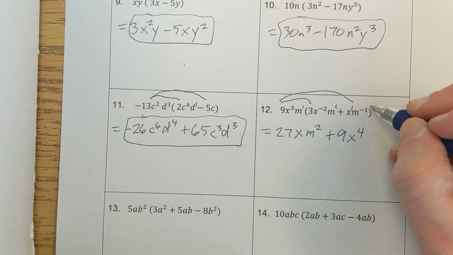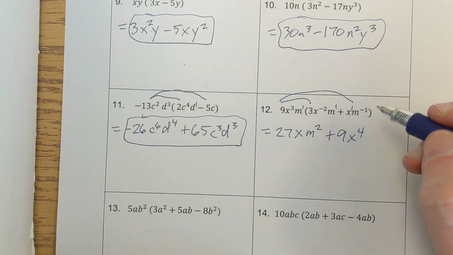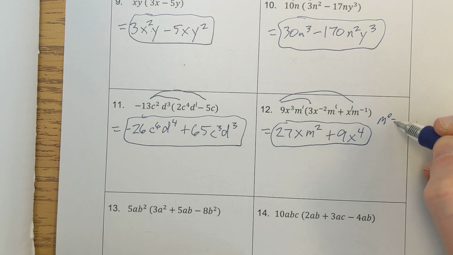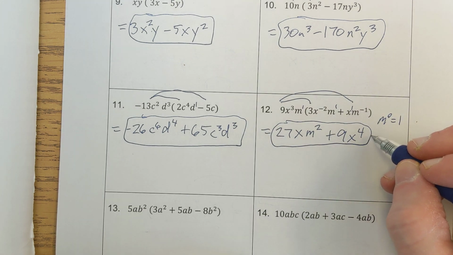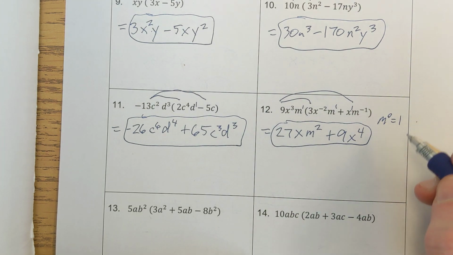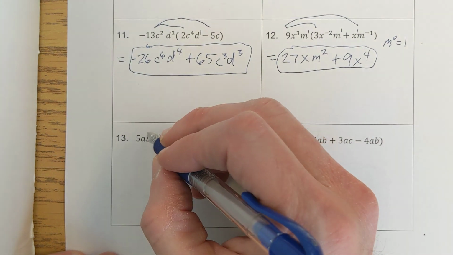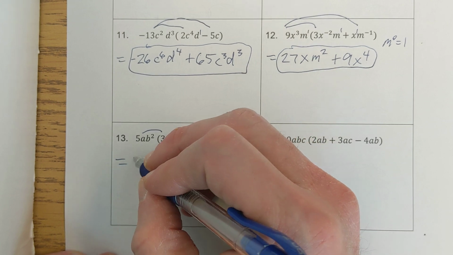And the m's, we got 1 plus a negative 1 is 0, so m to the 0 actually just goes away, because m to the 0 equals 1. We don't need to write times 1 here at the end, so that's why that one actually just goes away and cancels out. All right, the last two here, 5 times 3, we get 15.